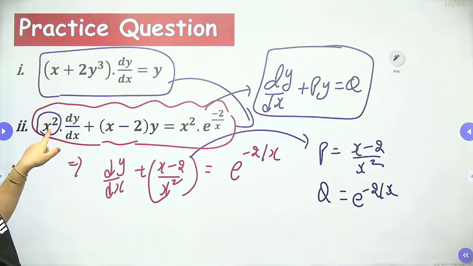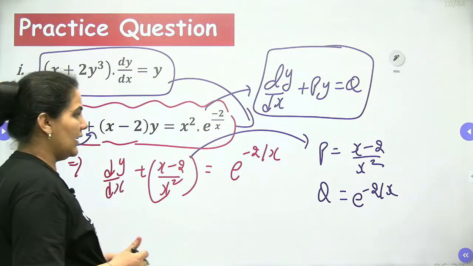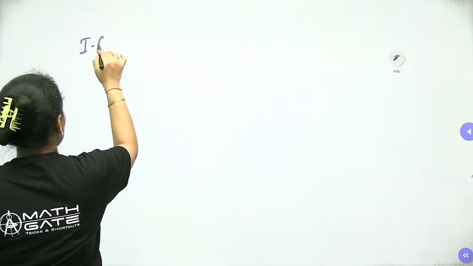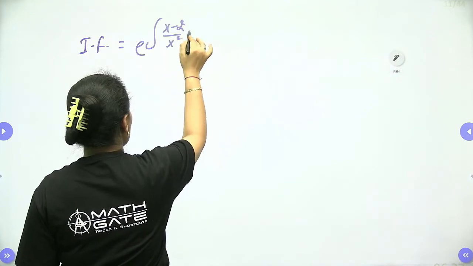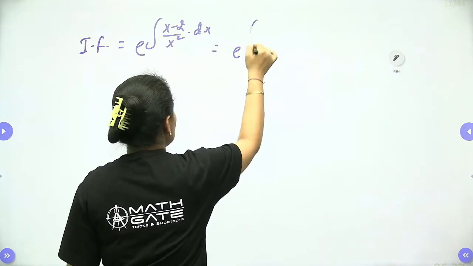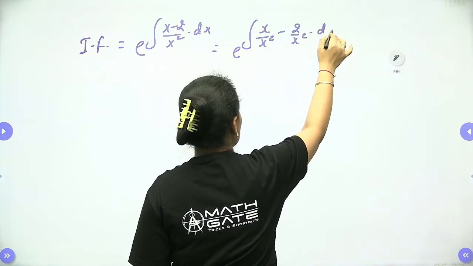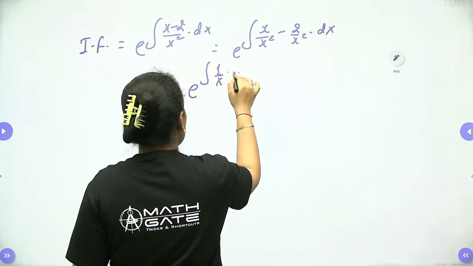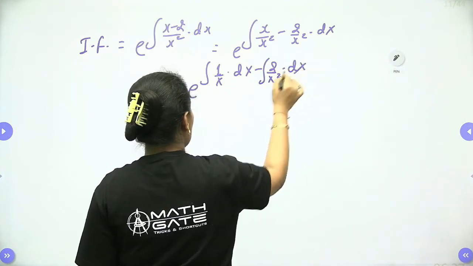That's why I just divided x square into each and every term. Now let's approach the integrating factor. How will we find it? The integrating factor will be e to the power of the integral of (x minus 2) by x square dx. It's not looking good, so we can change it: x by x square minus 2 by x square dx. So it will be the integral of 1 by x dx minus the integral of 2 by x square dx. Okay, we can integrate it.